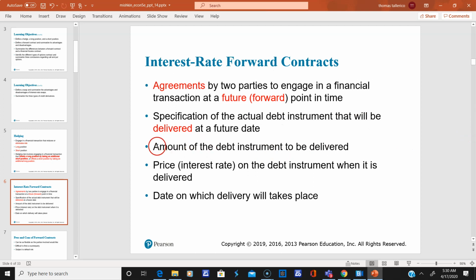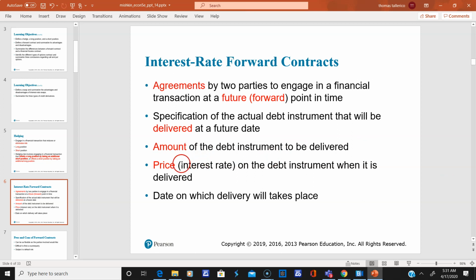And another feature of the contract is the amount. So these are all the features of the contracts here. The amount that's going to be delivered, right? And of course, the price. So we've got the price that you're going to pay when it's delivered.